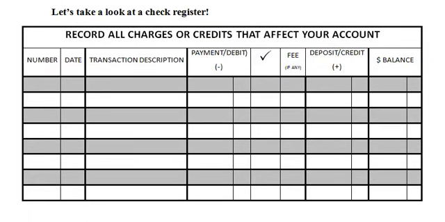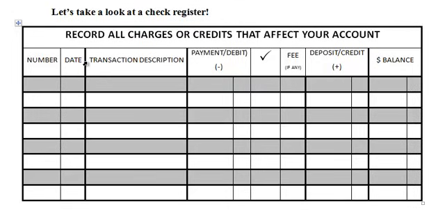The first thing we have here on the left is the number or code. This is where you will enter the check number, located on the top right of the check. If a debit card or ATM was used, use a code such as DC or ATM. Next we have the date. This is where you enter the date the check was written or the day the transaction was made.